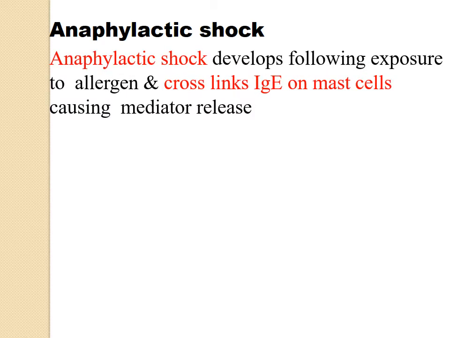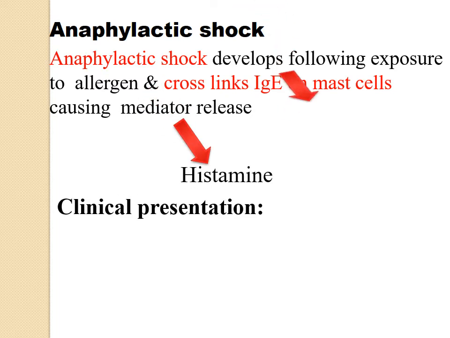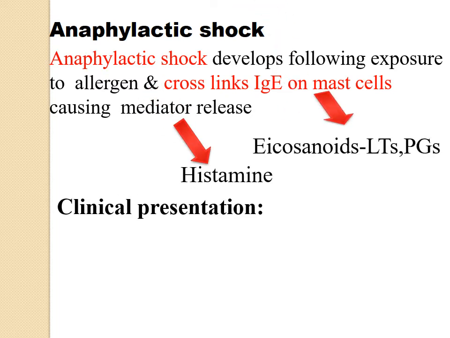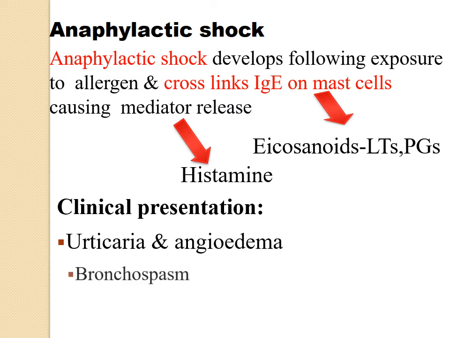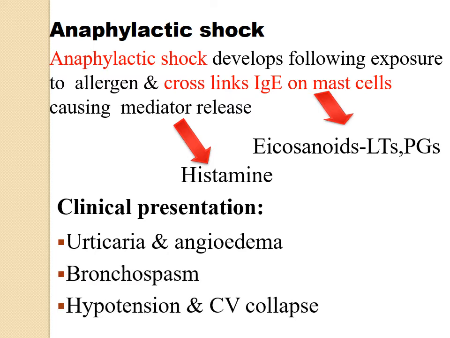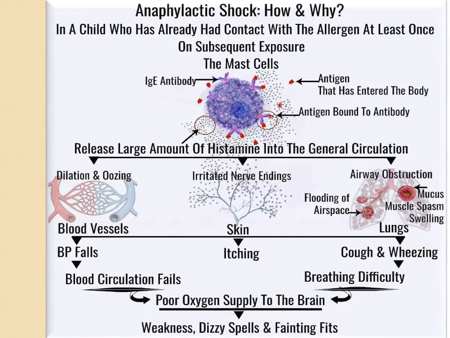So that is septic shock, now the anaphylactic shock. Anaphylactic shock develops following exposure to an allergen, which cross-links to the IgE on the mast cell, causing the release of mediators like histamine and the eicosanoids, leukotrienes and prostaglandins. The clinical presentation of anaphylactic shock is urticaria, angioedema, bronchospasm, hypotension, and cardiovascular collapse.